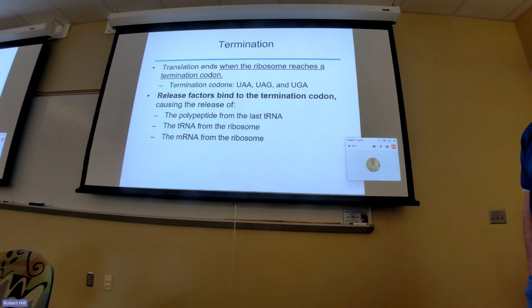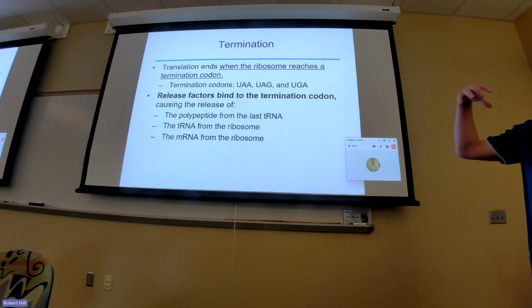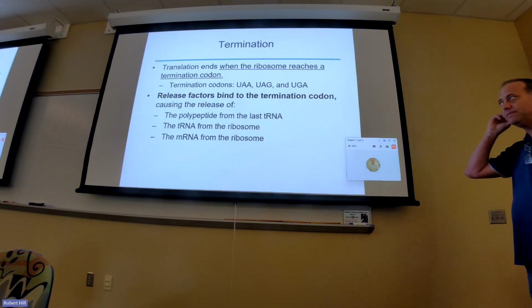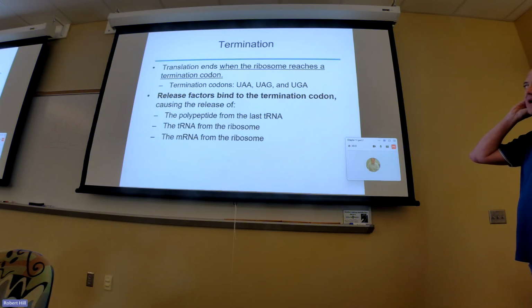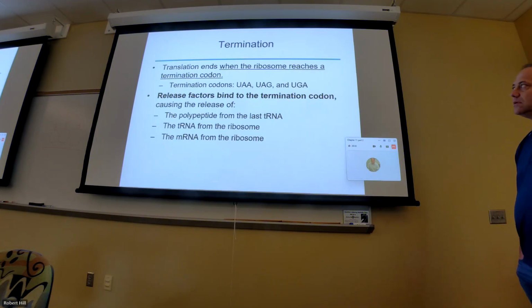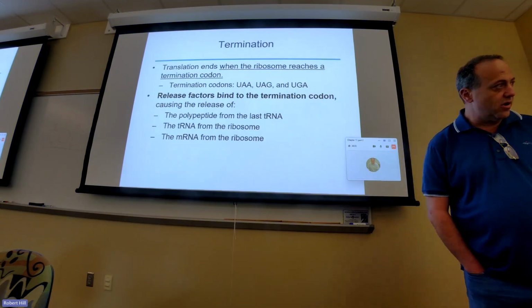All right. Translation ends when you reach a stop codon: UAA, UAG, or UGA. There is this thing called release factor that will come in and stick where the stop codon is. Okay. So what does that cause to happen? Well, basically the whole thing comes apart. You get a release of the protein from the complex, a release of the tRNA that's in there, and a release of the mRNA. Things fall apart.